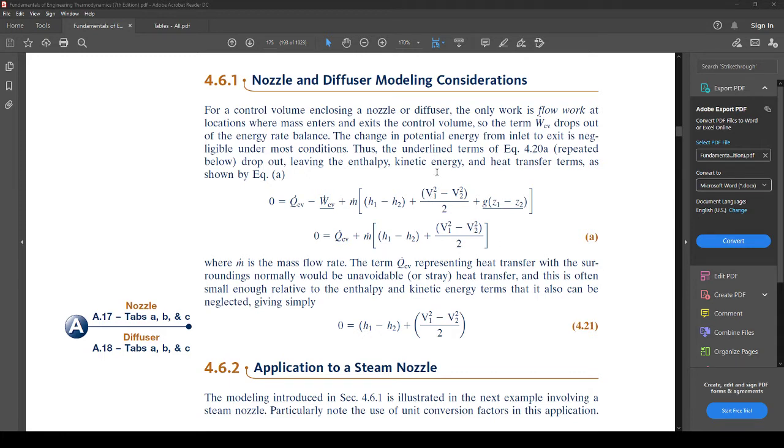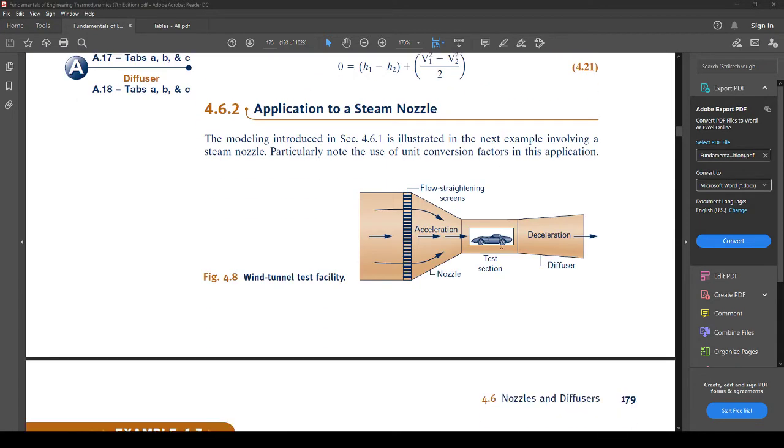So, like I said, V1 would then be larger than V2 for a diffuser. So you just have to know what you're working on. And then right here it says, this is the application to a steam nozzle. So that's what we did yesterday. Or on Wednesday, we did a steam nozzle.